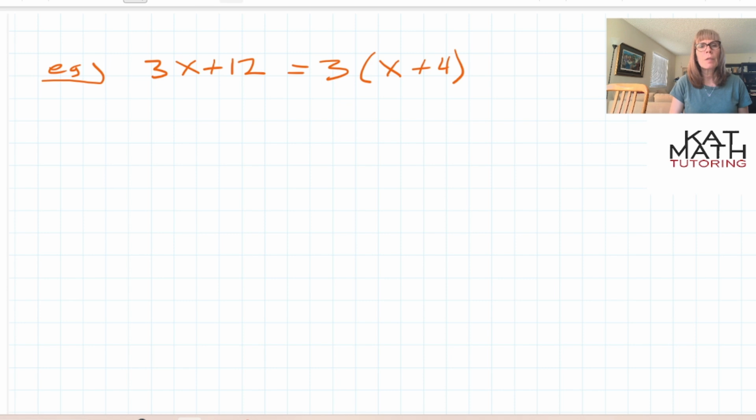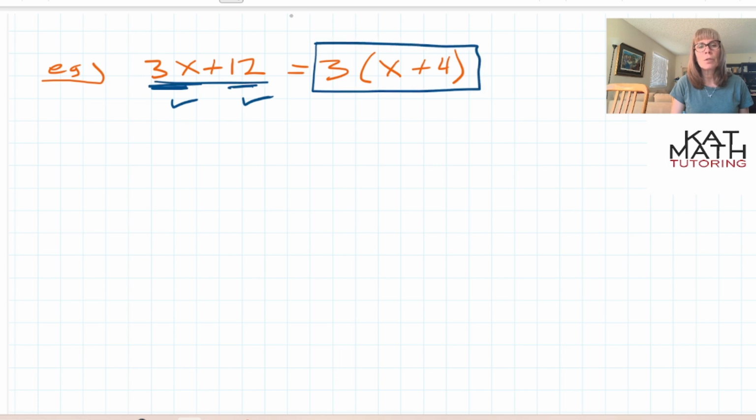And then I double check to make sure that's right. 3 times x, does that give me 3x? Yes, that's correct. And 3 times 4, yep, that's 12. So this is the factorization. This is the factored form of this original polynomial. Okay, let's try another one.